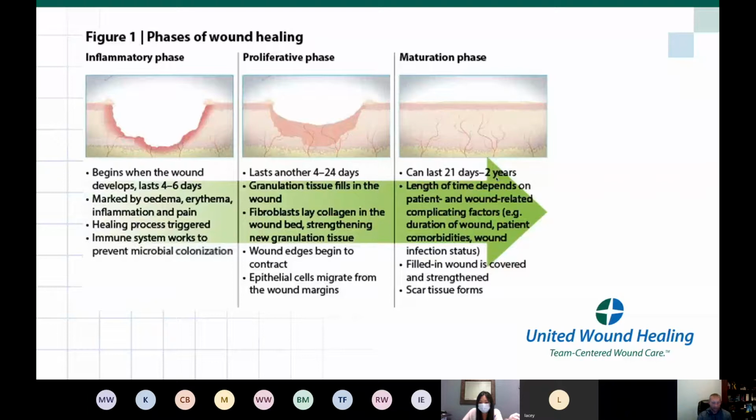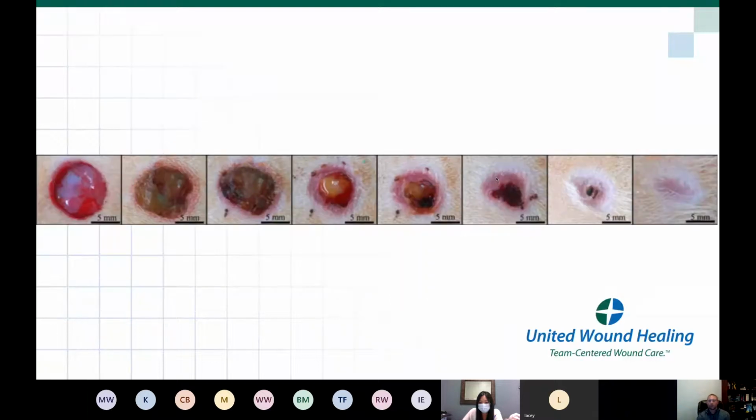So hang tight. So here's what it looks like in real life. We took a punch biopsy. We took normal, healthy skin. We cut it out with a round scalpel that we call a punch. And then we see the body progress from inflammation. See the redness around the edges? This second picture, that's not infected. Then there's redness here. That's not infected. That's inflammation, and that's normal.